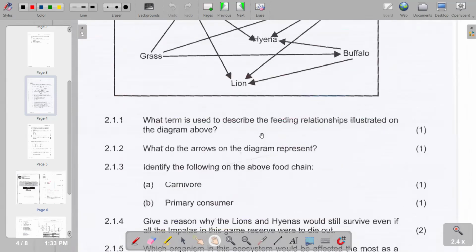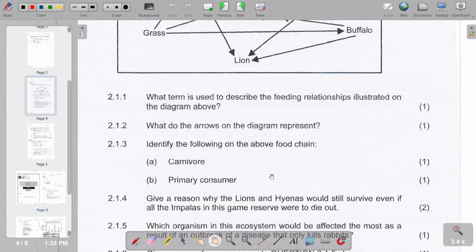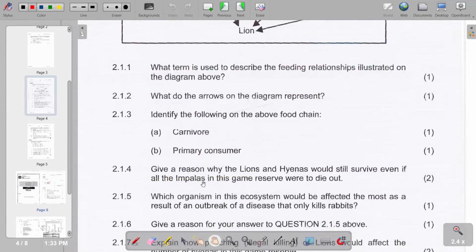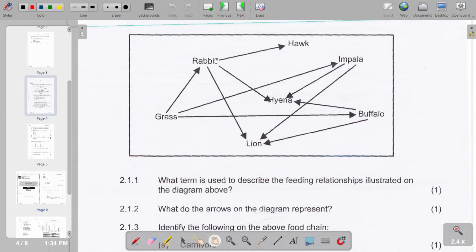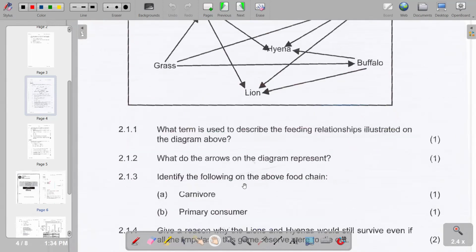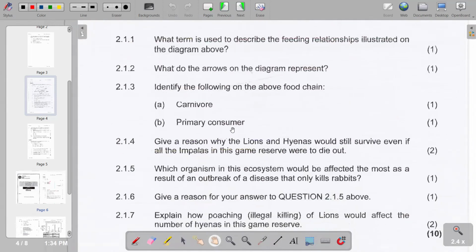And then we are saying, give a reason why the lions and hyenas would still survive even if all the impalas in this game reserve were to die out. They will feed on other animals, on rabbits and also on buffalo. So that's the reason why they would survive.